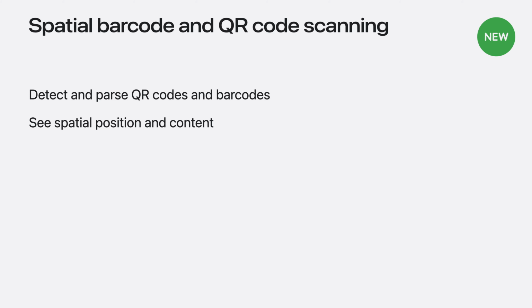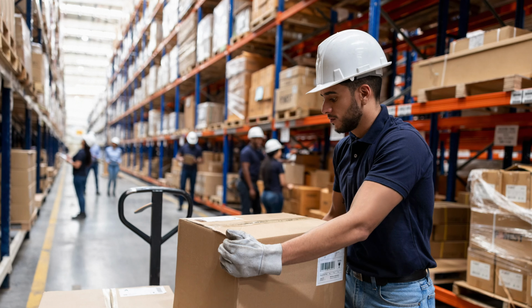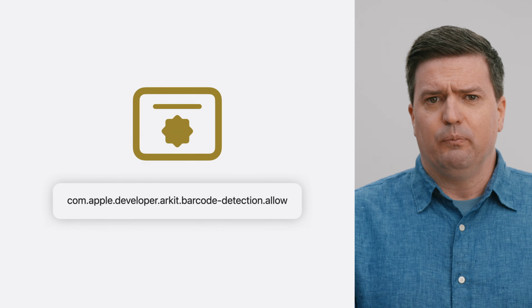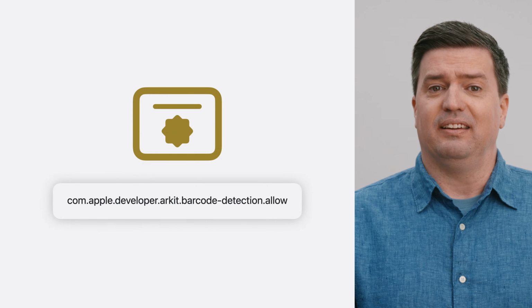This has countless potential use cases, just as there are countless potential applications of QR and barcodes. As one example, this could be used in a warehouse, allowing a worker who's retrieving a requested item to simply look at a package's barcode to verify that it's the correct item that they're looking for. No more relying on hand identification or carrying around a scanner that makes for awkward carrying or movement of items. For this API, we use the Barcode Detection Allow entitlement.